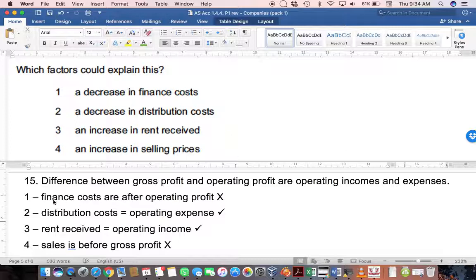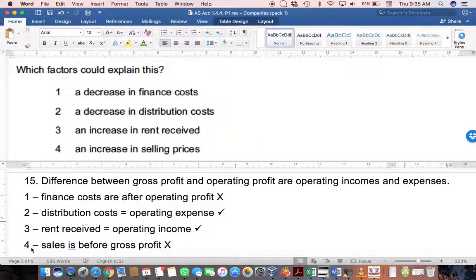A decrease in finance costs? No. Finance costs are after the operating profit and therefore do not explain this difference. That is something totally separate. Distribution costs, however, number 2, are operating expenses, and if they dropped, it would explain the reason for the operating profit being higher than you would expect. Number 3, an increase in rent received is also what we were looking for. It's an increase in the operating income, so we like answer 3.